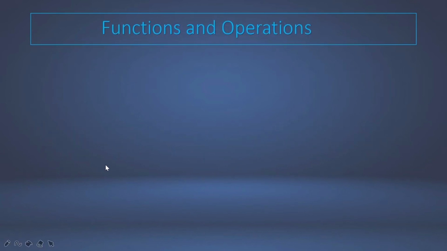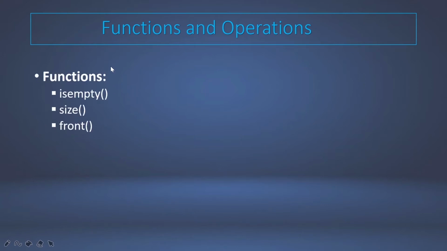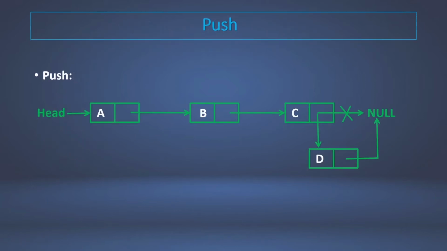Okay. So the functions and operations we will make in this video: the functions we will make are the empty function, size function, and front function. We will make two operations, the push operation and the pop operation in this queue. Let's see the push operation. We will make the queue data structure using a singly linked list, because a singly linked list has a dynamic size, which is an additional advantage for us.